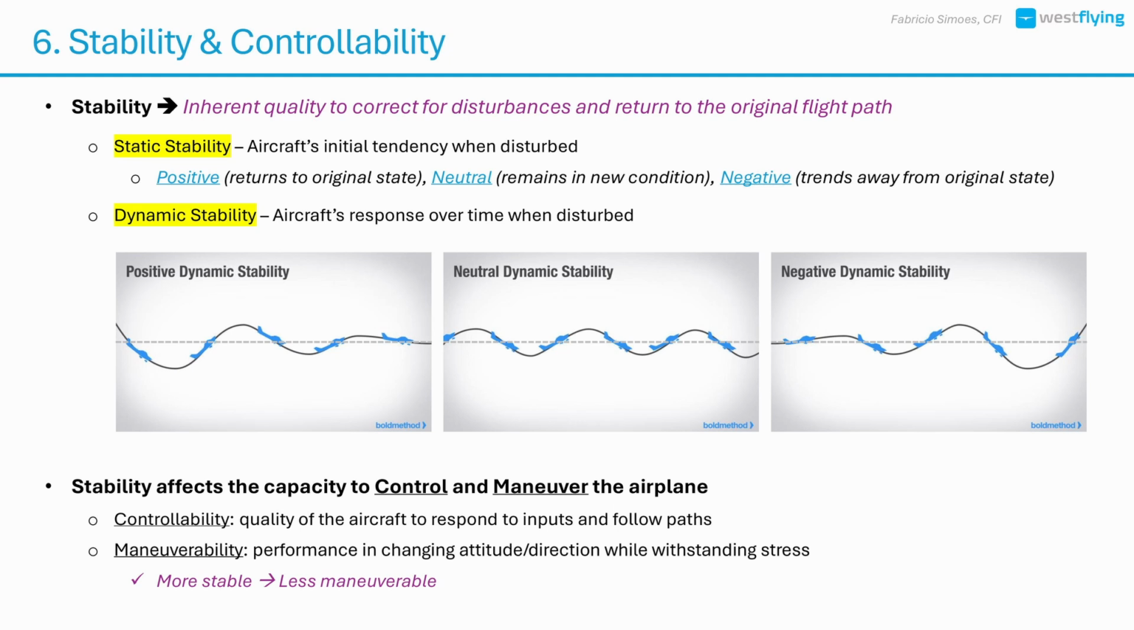which is the aircraft's ability to change attitude or direction. How fast can they change attitude and direction and still withstand stress? The more stable an airplane is, the less maneuverable it is. For example, a transport plane is built to be stable. A fighter jet, not so much. It's designed for aggressive maneuvering with stability augmented by systems.